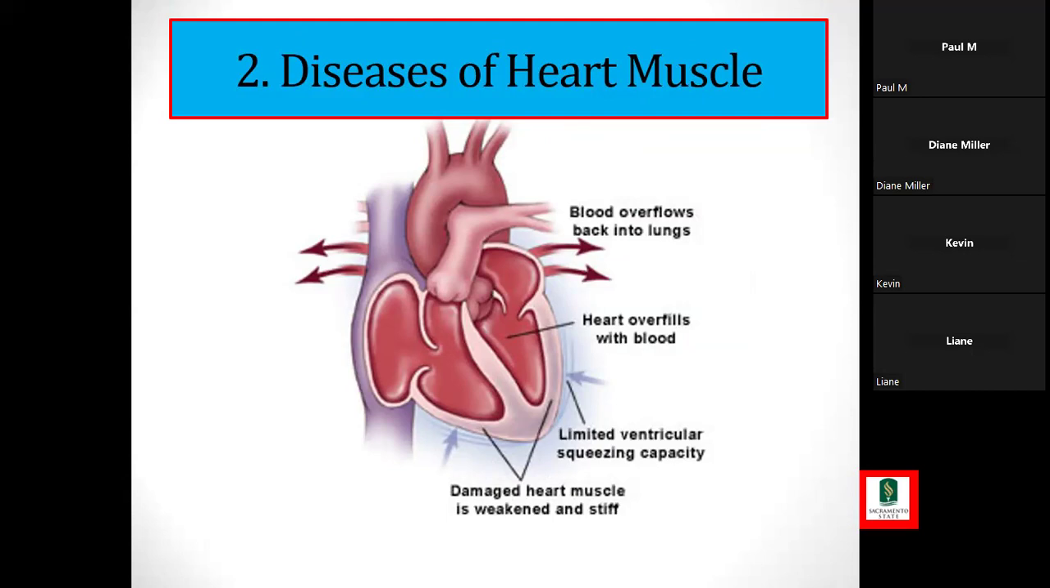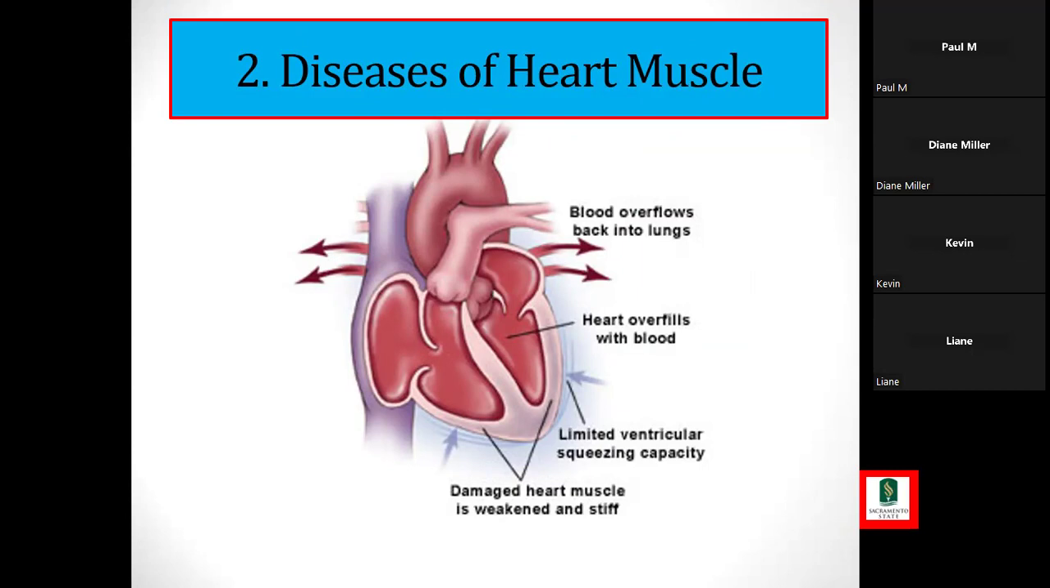Okay, so the next part to talk about is actual diseases of the heart muscle. So we talked about the plumbing of the house. Now we're going to actually talk about the walls of the house. So this is the way the blood comes in through the aorta, goes into the right atrium, into the right ventricle, then into the lungs to get oxygenated, then back into the left atrium, and then down into the left ventricle.